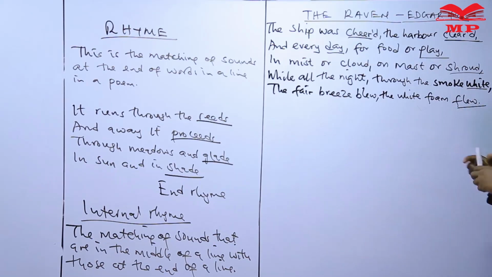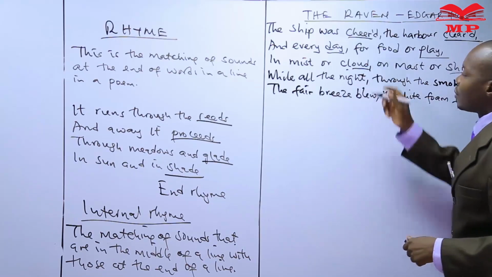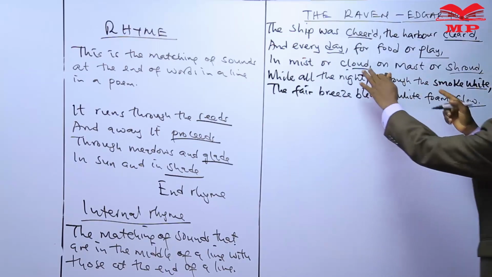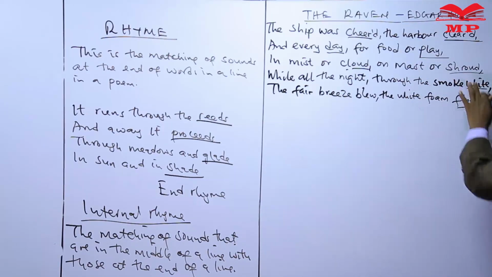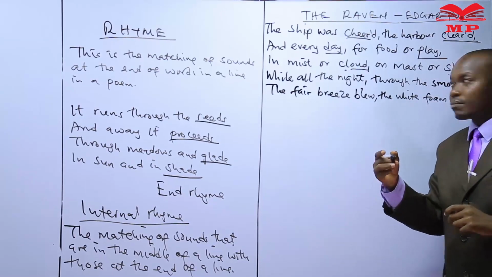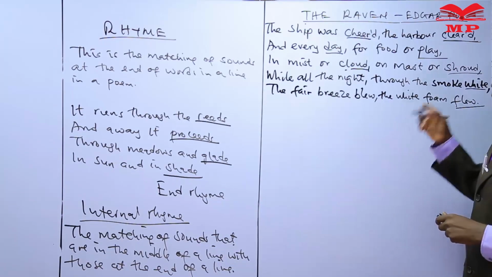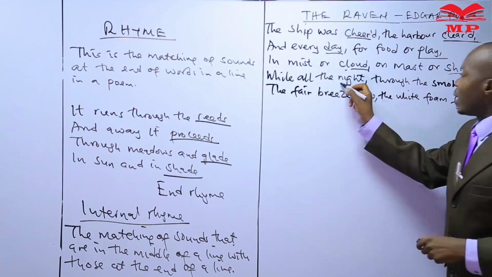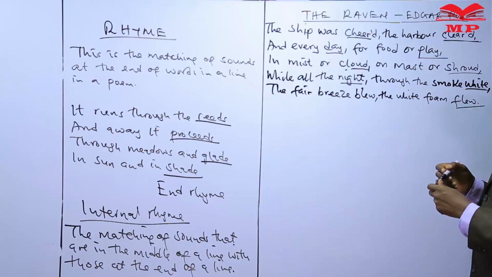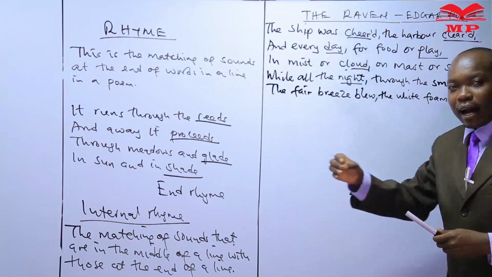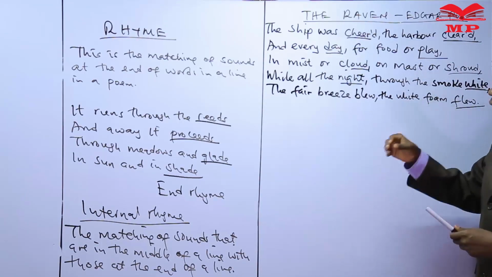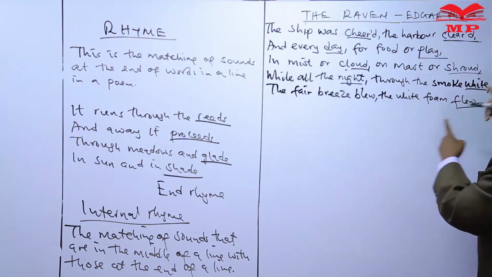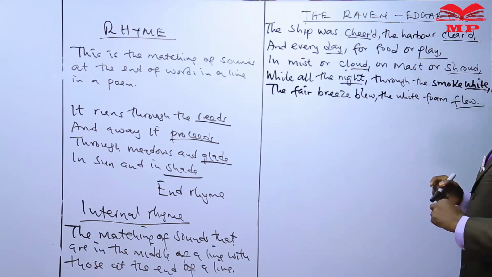Cloud and shroud. So you also get this sound out. Cloud, shroud. These two words, cloud and shroud, are rhyming words. While all the night through the smoke white. So night and white. You hear the sound night, white. So the words night and white are rhyming words.